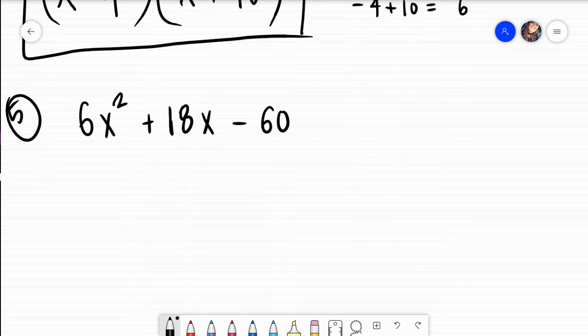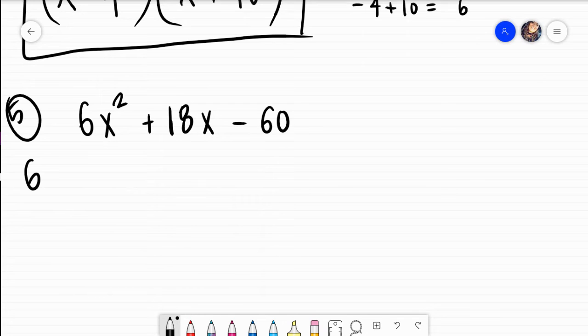I do kind of see a trend though, right? If I look at my A and my C, those are both divisible by 6. 6 divides 6, 6 divides 60. I wonder, does 6 divide my middle term? It does. Y'all, that's a greatest common factor. They all can be divided by 6. So just like the first section in chapter 13, we're going to pull out the GCF and then we could do the trial and error.